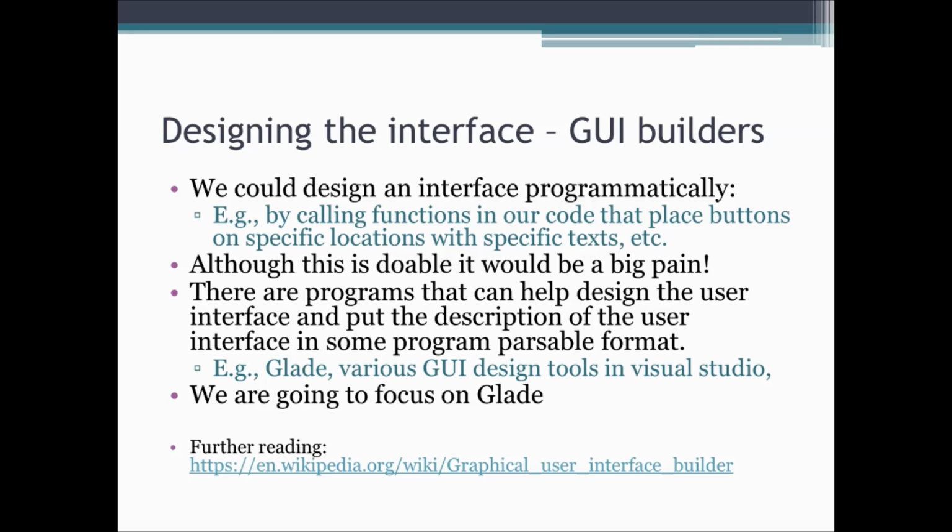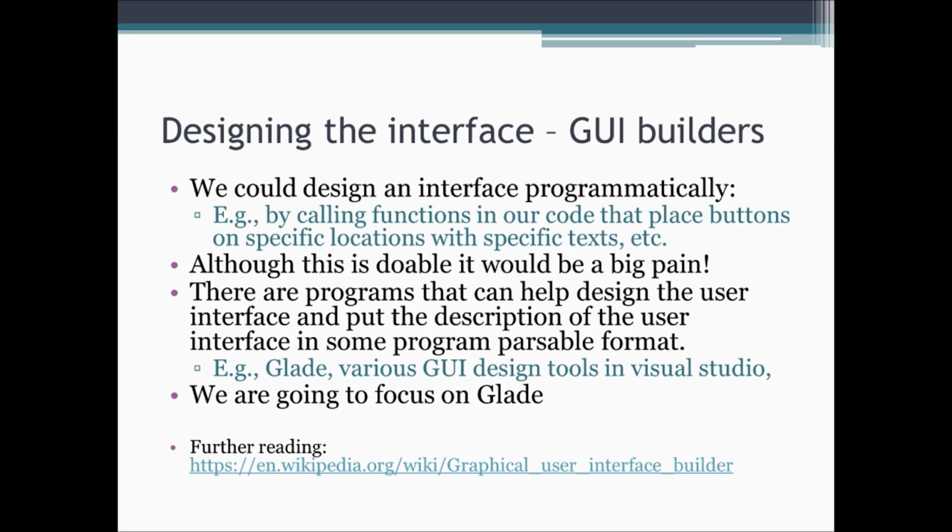So how would you actually go about designing the interface? You could do it the hard way and do it programmatically by calling functions from your main code that place specific color and size buttons in the, let's say, top left corner at location 620 with the text click me, and do the same for all other widgets that you want to place in the window, for every slider, for every text input field, for every button.